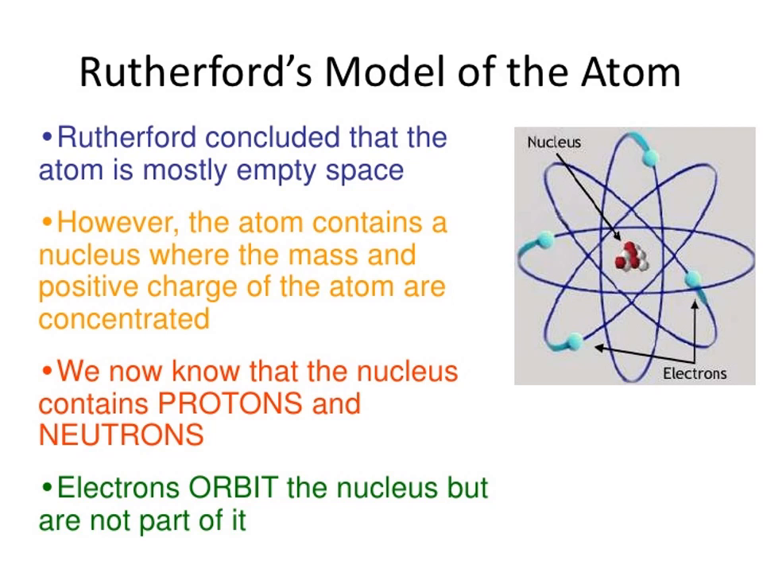Now we know that the nucleus contains protons and neutrons. Electrons orbit the nucleus but are not part of it. See the picture, the electron is there, and one orbit is also there. The orbit is the path of the electron.